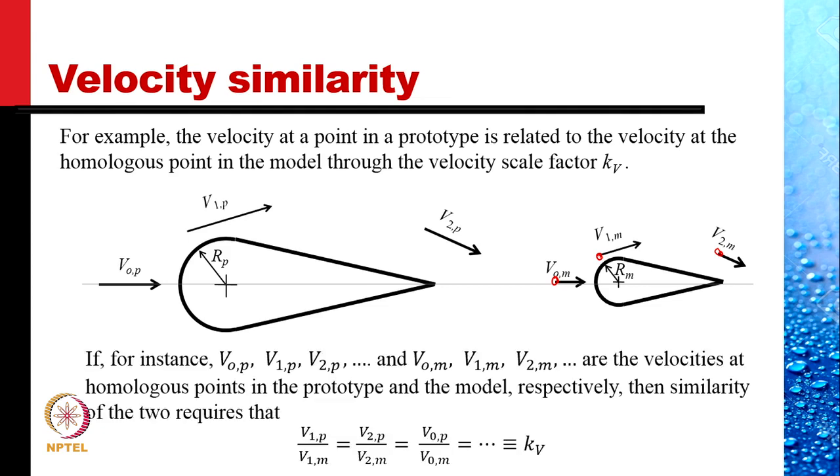Then the similarity of the two requires that the ratios of the corresponding velocities in the prototype and model is identically the same. There is a unique scale factor for velocity Kv, and the ratios of the velocities at homologous points is identical to Kv, whichever point we talk about. This is velocity similarity.